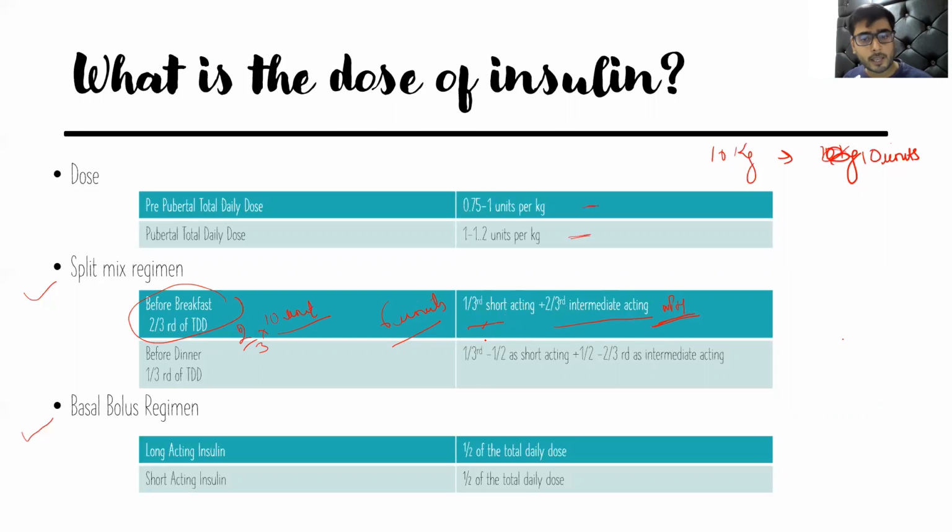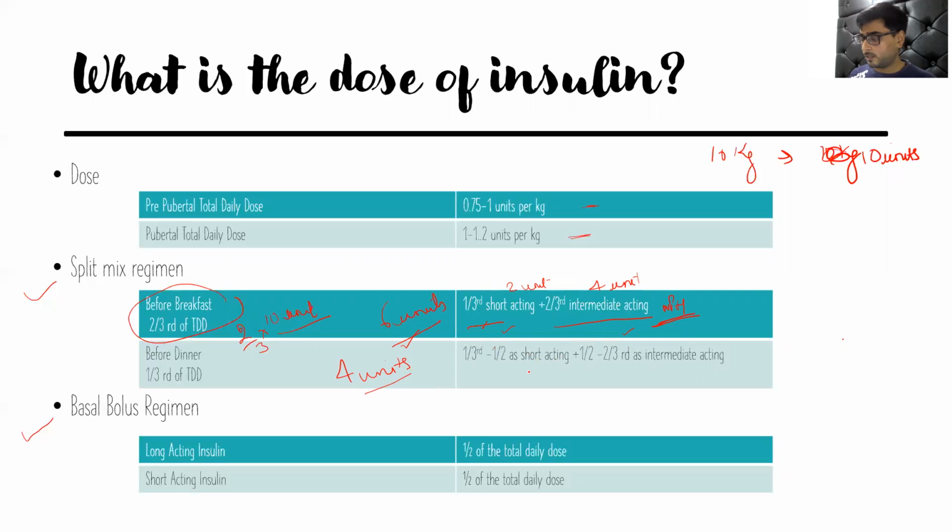We have decided the type of insulin. Now we'll be deciding the doses. So the 6 units will again be divided 1/3 and 2/3. So it will be just 2 units of short acting, and the remaining 4 units will be intermediate acting like NPH. Now the remaining is 4 units, which has to be given before dinner.